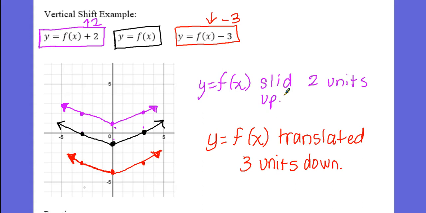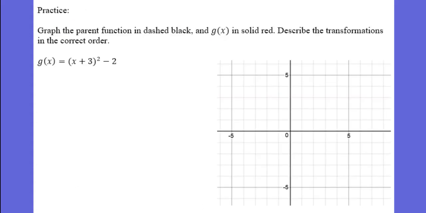Excuse me. Okay, let's go to a practice example now. And there are some specific instructions that we need to follow. Of course, I am going to let you change the color red to any color you want. I'm going to use red. It says, graph the parent function in dashed black and the G function in solid red. Again, you can use blue or purple, whatever color you want. Describe the transformation in the correct order.